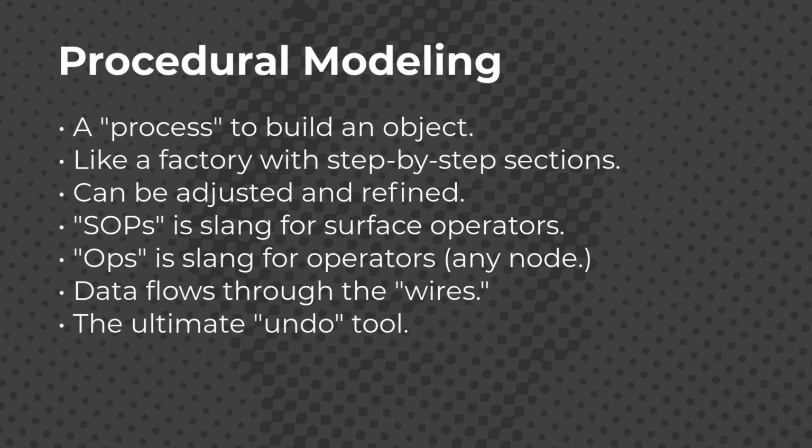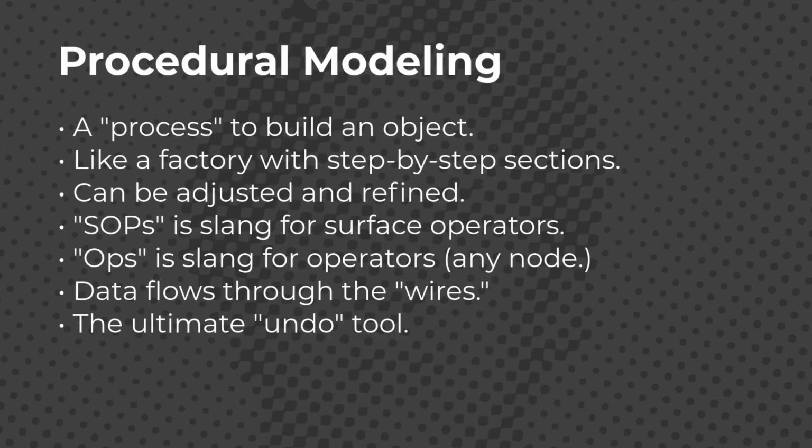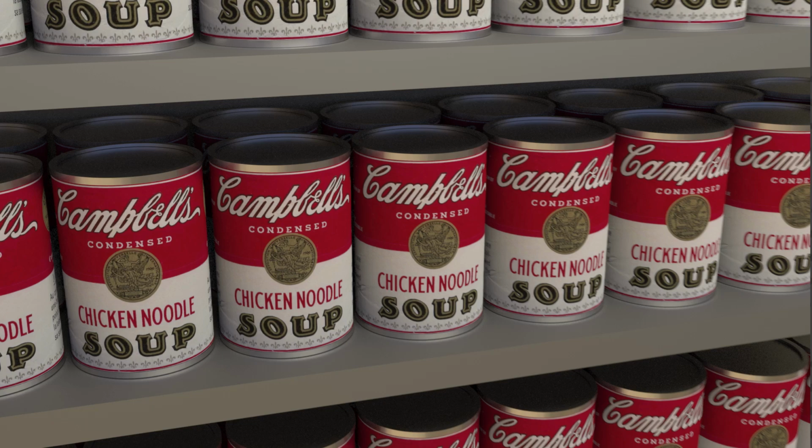Houdini's way of modeling is called procedural modeling, which is a process kind of like a factory where you build the different parts of a factory that do different things to a product, and it kind of goes through and chunk does this, chunk does that, chunk does that, and out comes the finished product. That's why Houdini is called procedural modeling, where we're creating a process to build an object.